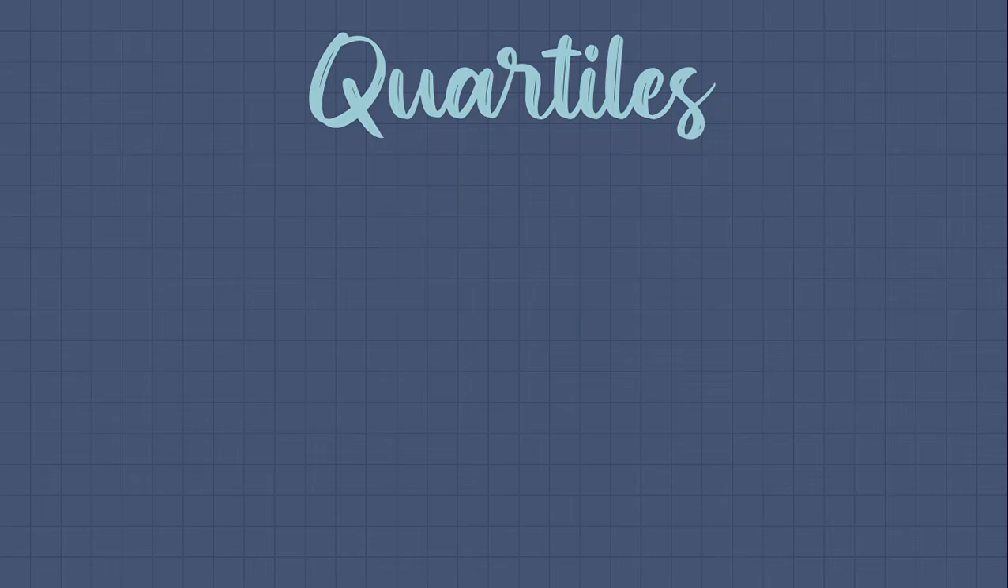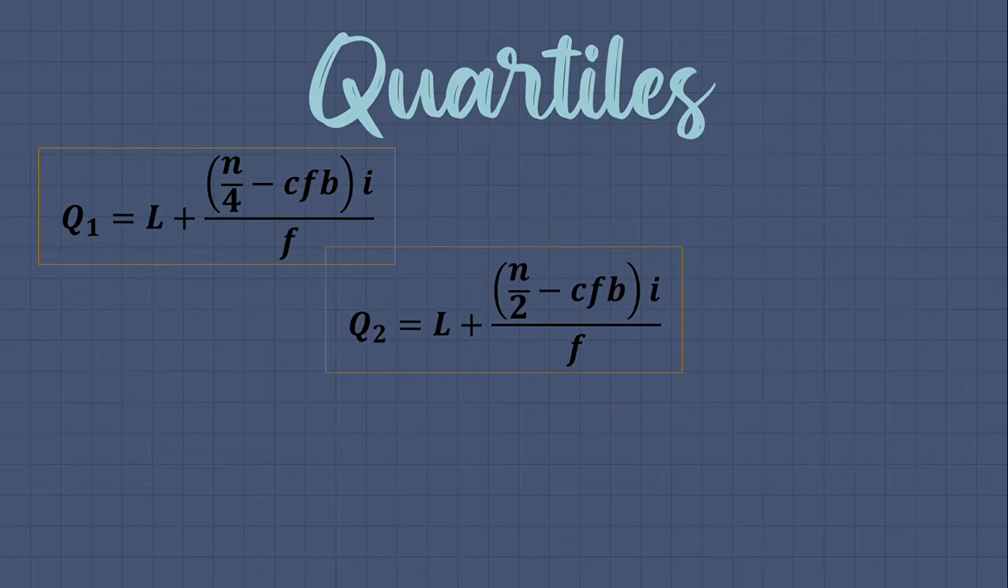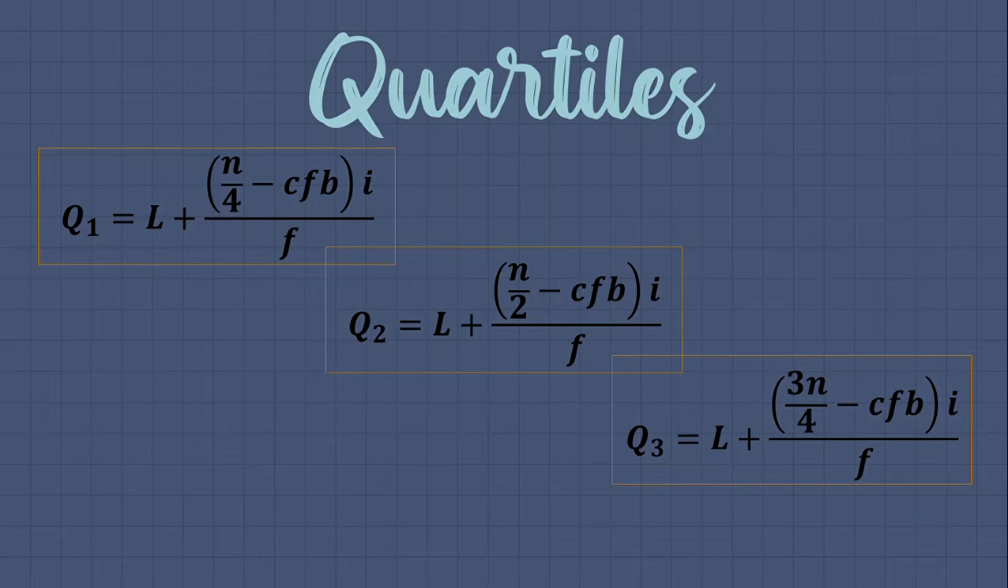Now here are the formulas to calculate the quartiles of a group data. For quartile 1, we have Q sub 1 is equal to L plus quantity n over 4 minus CFB times I all over F. For quartile 2, we have Q sub 2 is equal to L plus quantity n over 2 minus CFB times I all over F. And for quartile 3, we have Q sub 3 is equal to L plus quantity 3n over 4 minus CFB times I all over F.